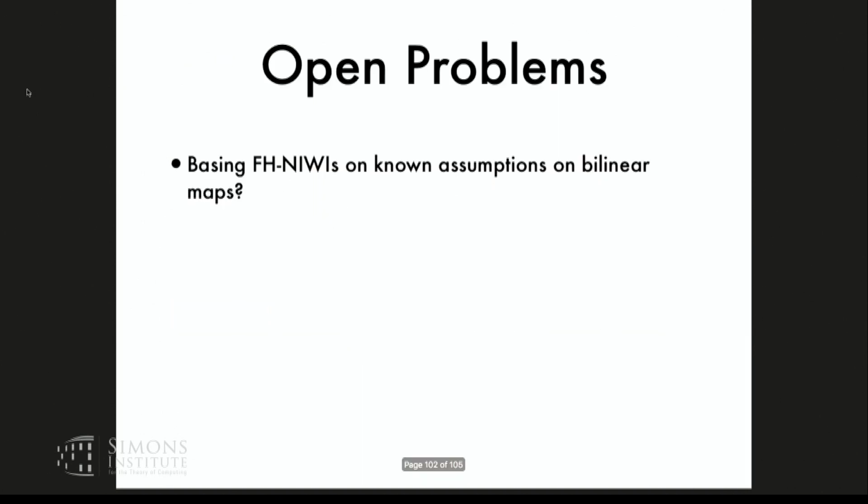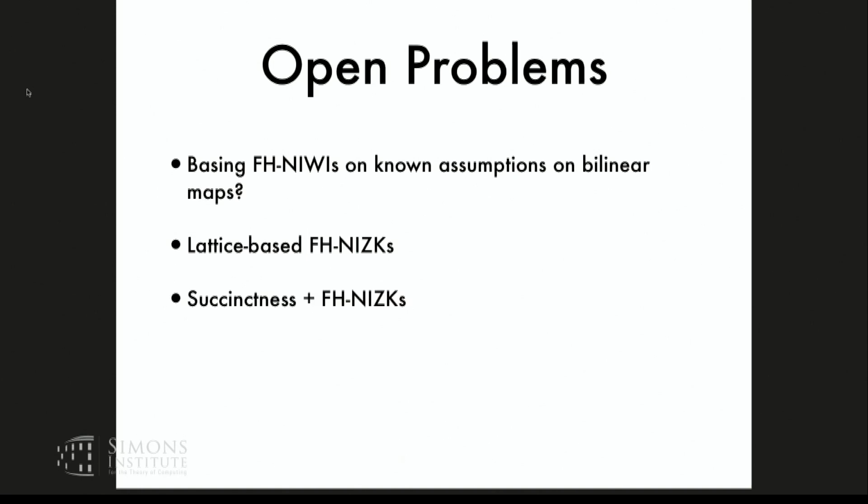And there are some obvious open problems: basing FH-NIWIs on known assumptions. Recall that our assumption was some variant of DLIN and not DLIN. Second is lattice-based FH-NIZKs. We have lattice-based NIZKs now, so can you actually get homomorphism as well? Another question is to combine succinctness and fully homomorphic NIZKs. And finally, are there other applications of homomorphic NIZKs? And that's it.